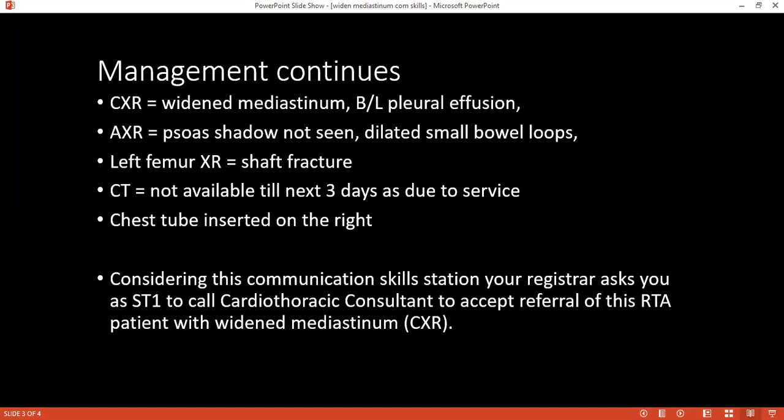Begin, please. Okay. Hello, I am Dr. X1, surgical doctor here. I am calling for the cardiothoracic surgeon about widening mediastinum. Can you please confirm that I'm calling the cardiothoracic surgeon? Yes, doc. Can you summarize your case?